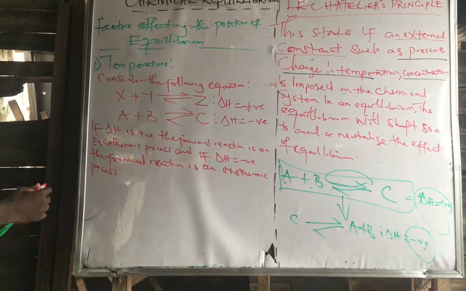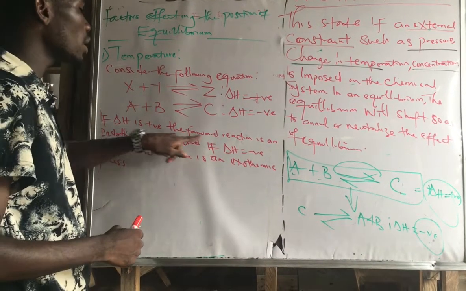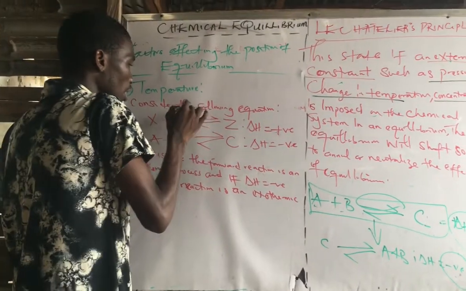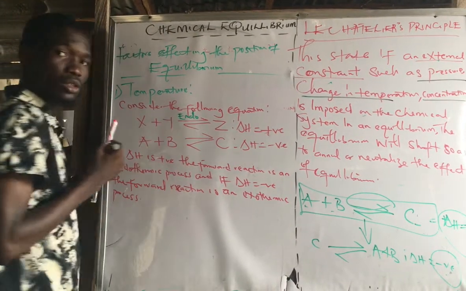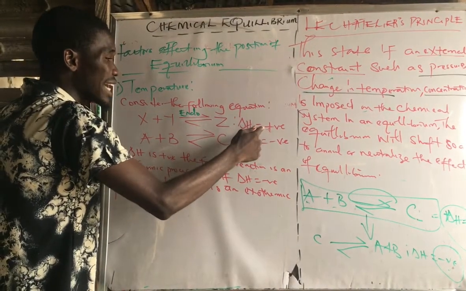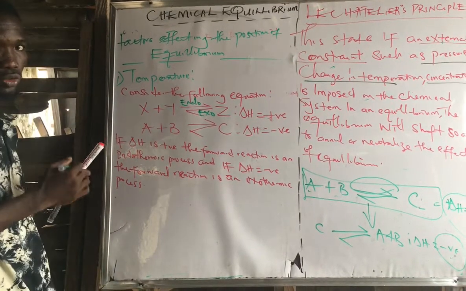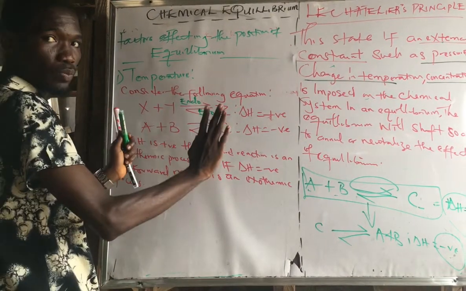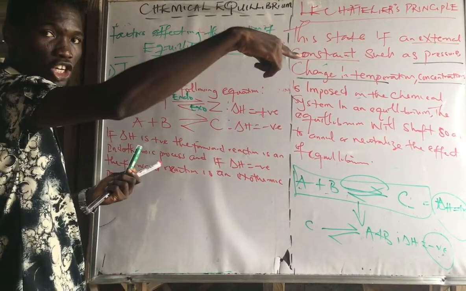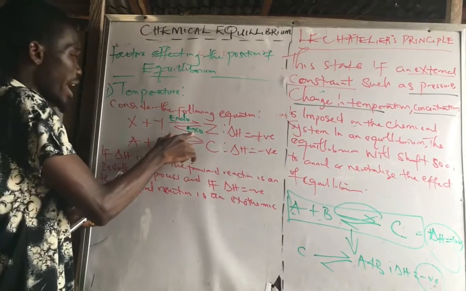Now let me explain this in detail. If change in H is positive, the forward reaction is an endothermic reaction. That is this. Here we have endo to represent our endothermic process. So this is our forward reaction, while this, the reverse reaction, is what we call an exothermic reaction. So for every equation given to you in your JAMB, if it is positive, the forward reaction is always endothermic, while the reverse of that is an exothermic reaction.